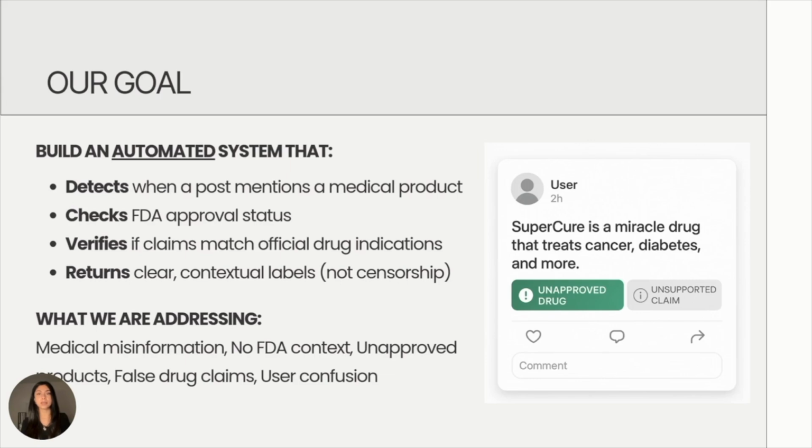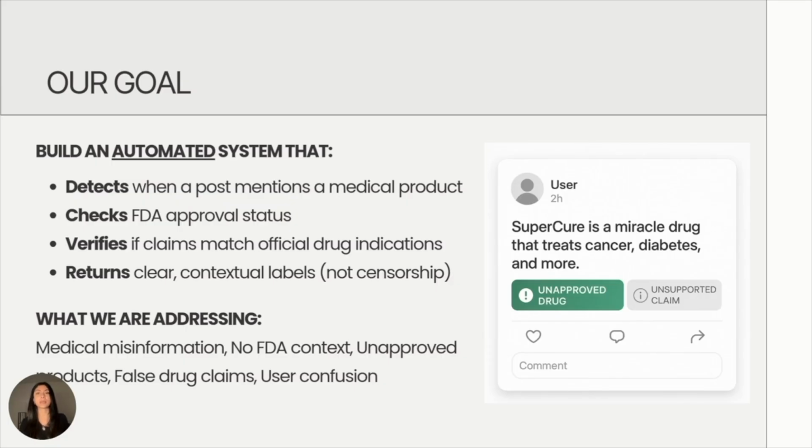So first, our system detects when a post mentions a medical product. Then it checks the FDA database to see if that drug is actually approved. Then after that, it verifies whether the claim being made matches the drug's real approved use. And then finally, it returns simple, clear labels like unapproved drug or unsupported claim. We're not censoring anything, we're just giving users the context they need so that they can make informed decisions and avoid falling for misleading medical advice.